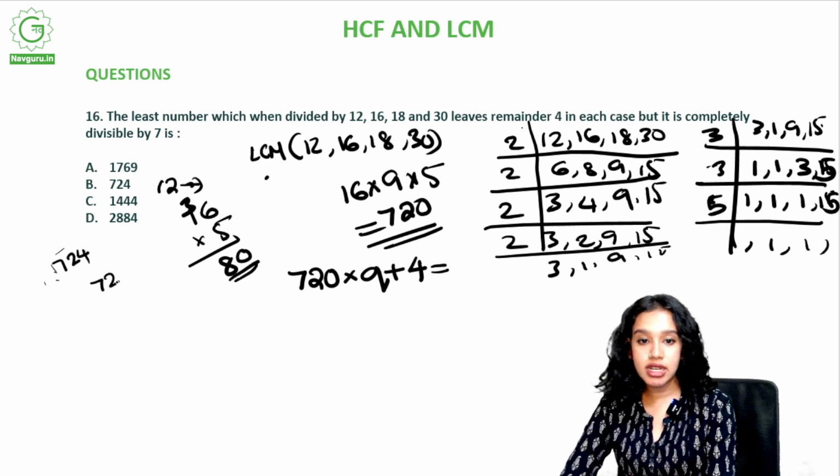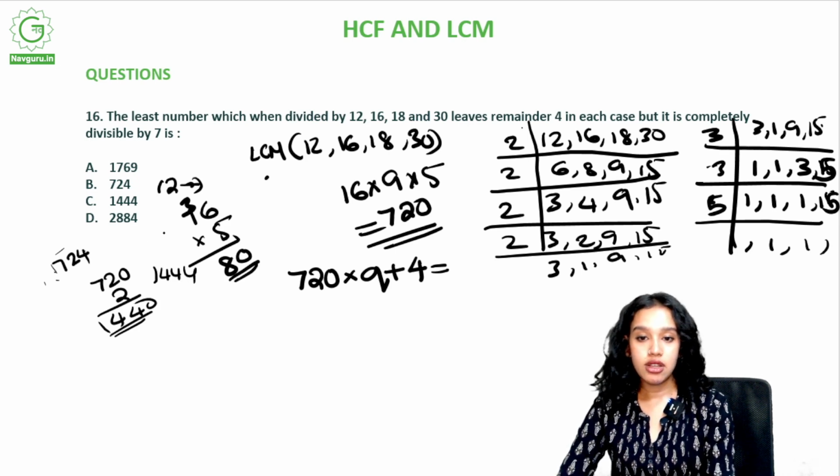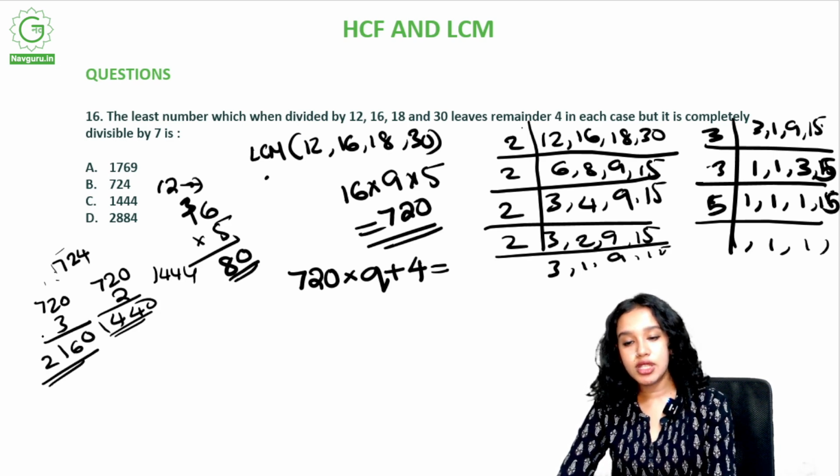Now what is 720 into 2? We'll get 1440, plus 4 is 1444. Is 1444 divisible by 7? We'll get 2 sevens of 14 and 0 and 44, it's not. Now what about 720 into 3? We'll get 2160, plus 4 is 2164. 7 3s would be 21 and 16, no.